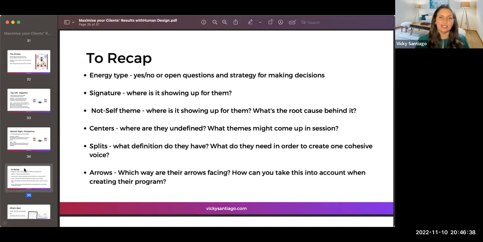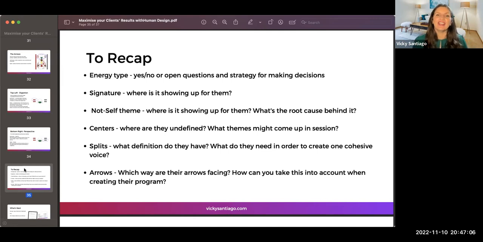Paying attention to their signature feeling, where is it showing up for them? And paying attention to their not self feeling as well. Where is that showing up for them? And also go deeper. What's the root cause behind it? You know, are they feeling frustrated because the dishes aren't done? Or are they feeling frustrated because they feel unseen by their partner who didn't even do the dishes, right?